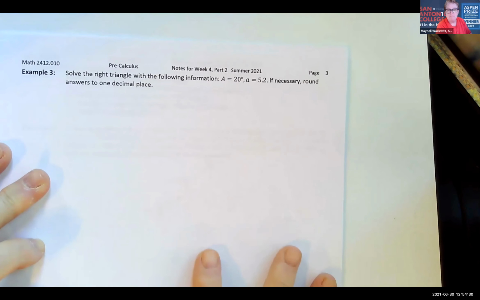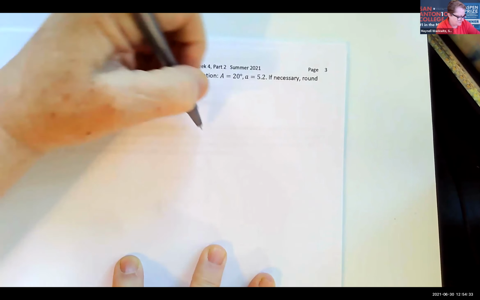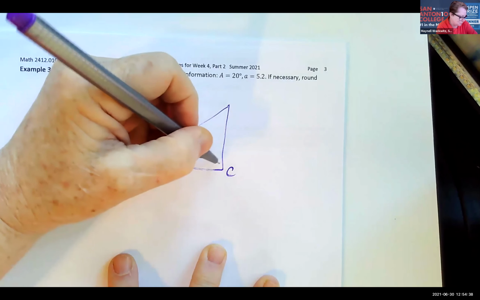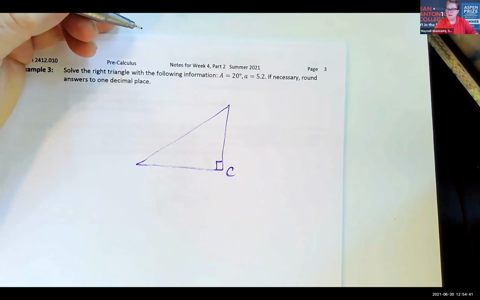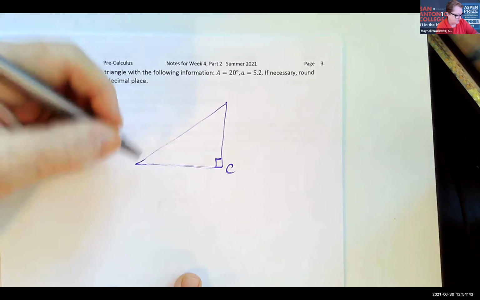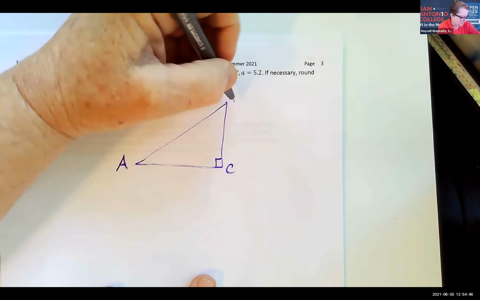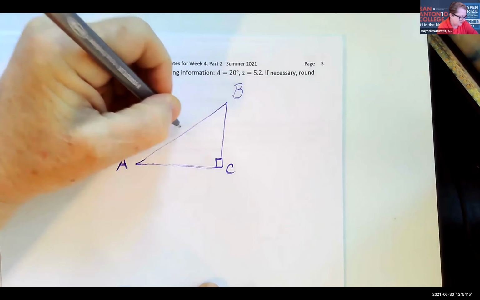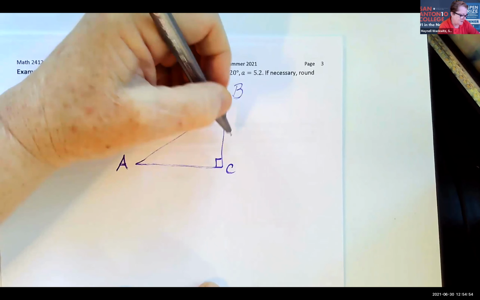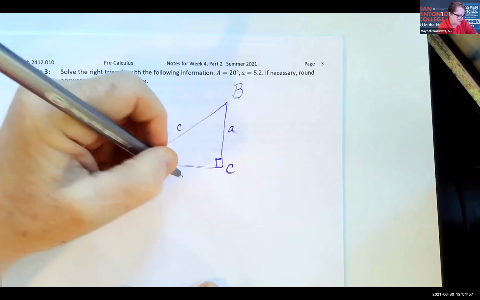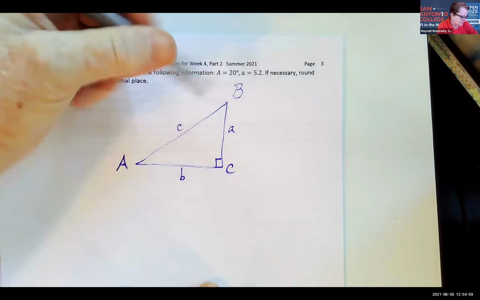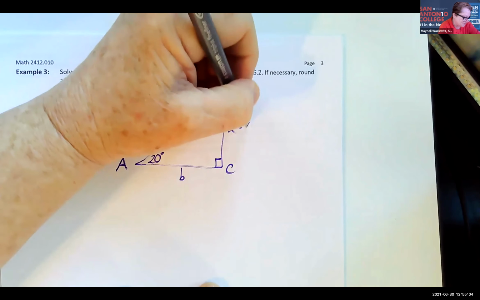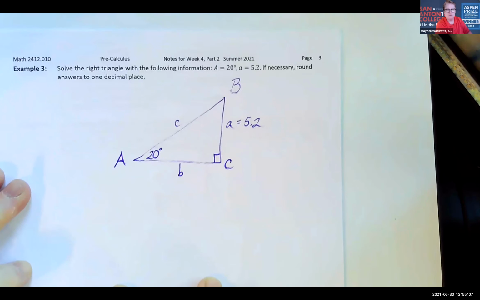So I want y'all to do this one. So let's draw it in the standard way. I'm going to call angle C this right angle. If there's a right angle, angle C will always be it. I'm going to let angle A be at the bottom, angle B be at the top, so that the hypotenuse is little c. Little a is the vertical side, little b is the horizontal side. And they tell us angle A is 20 degrees and little a is 5.2. I want y'all to solve that triangle.